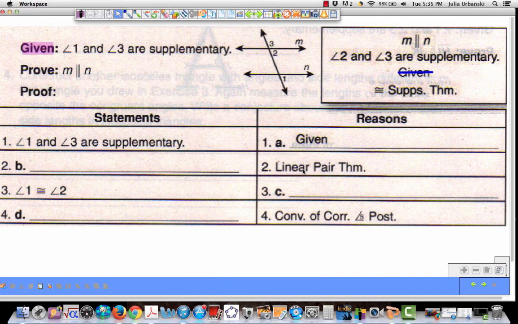Okay, number 2 asks me to use the linear pair theorem. Look at your picture. Where do you see linear pairs? I see a linear pair right here. 2 and 3 next to each other form a straight line. So I'm going to look over at my choices, and the linear pair theorem says that when you have a linear pair, then they are supplementary. So 2 and 3 are a linear pair, therefore 2 and 3 are supplementary. That goes right here.